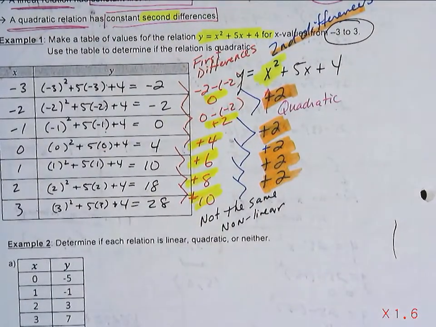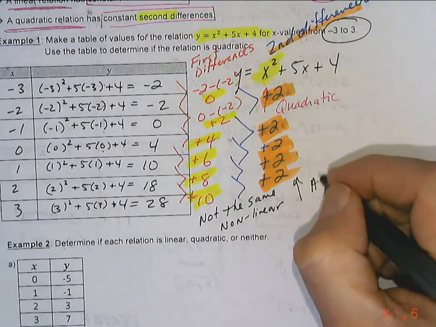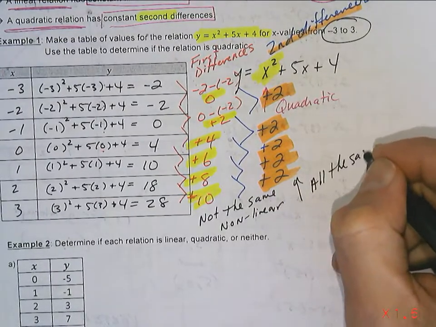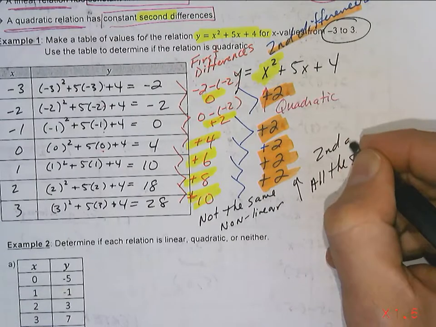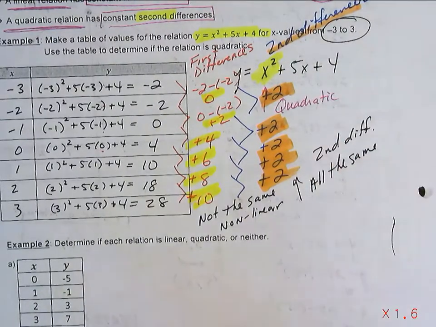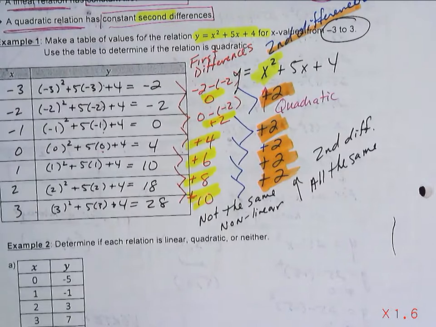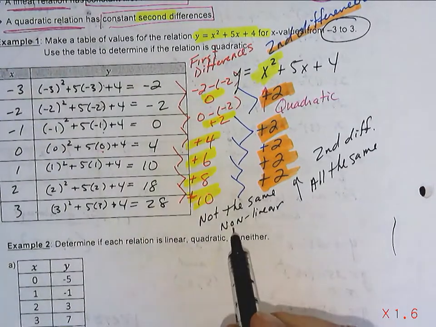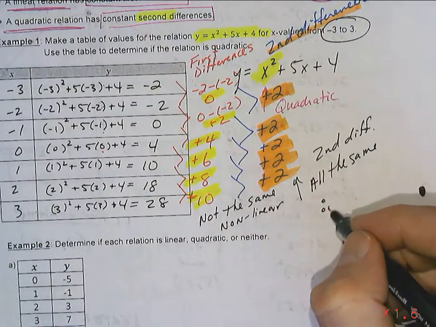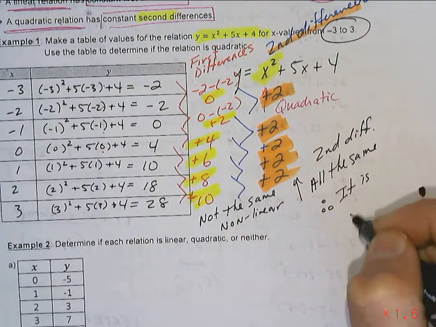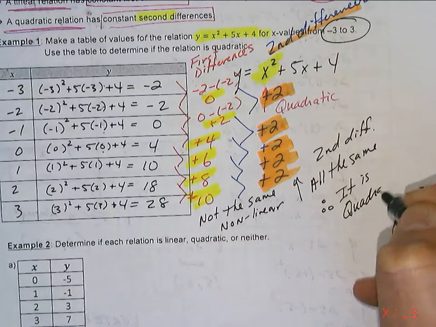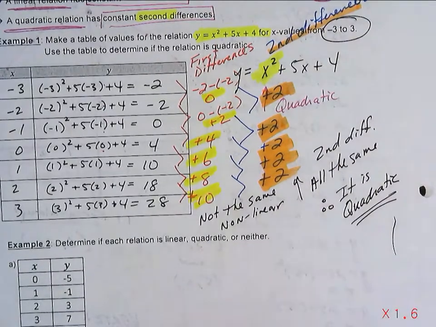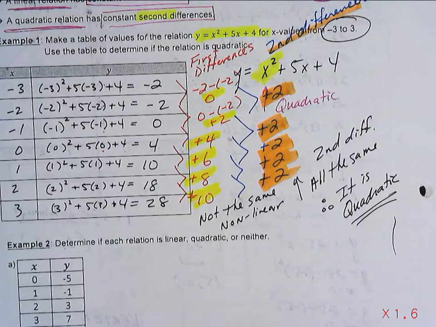And notice they are all the same. Your second differences are all the same. And I use DIFF as a short form for differences. So if the second differences are all the same, and it's nonlinear, guess what? Therefore, it is quadratic. And that's all there is to that. So I'm going to pause there, and then we're going to do the examples below.